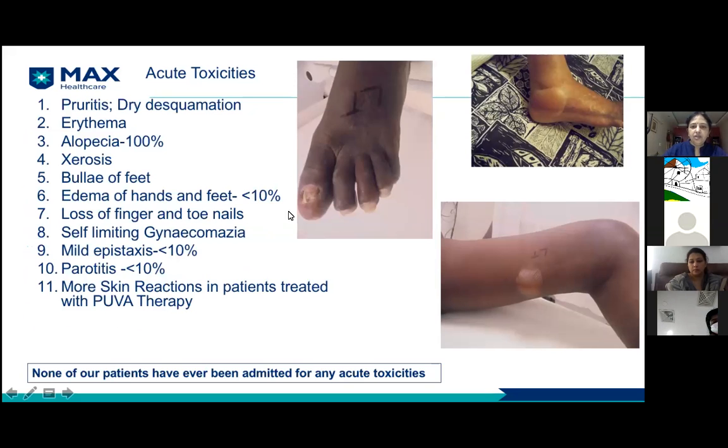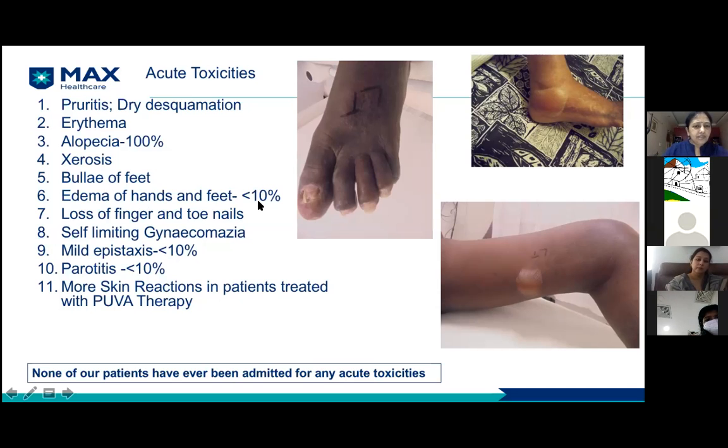For example, you can see that there is a nail dystrophy which is happening while the patients are on treatment. It is common to have bullae on the skin, but not to worry. They are self-limiting. They heal within a week or two. The patients can get some pruritus, dry desquamation, erythema. Everyone gets alopecia, but it is a reversible alopecia. They will get dryness of the skin. They get bullae of the feet.